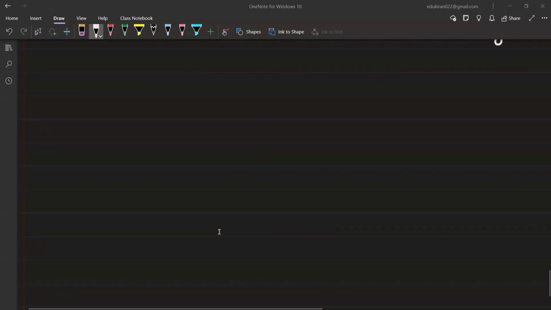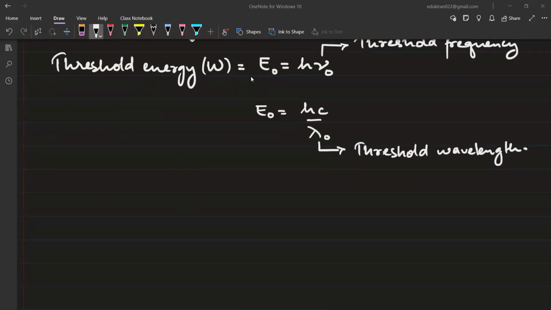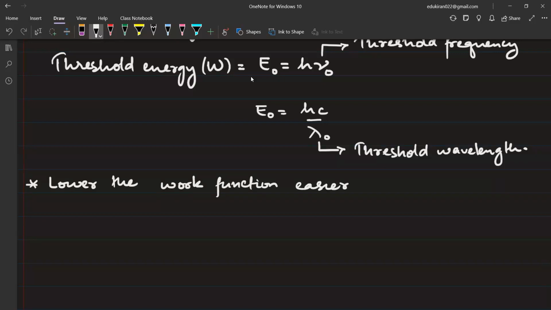Can I say that if I have lower work function, if my threshold energy is lower, that means it is easier to eject electrons? Correct, guys? Yes, sir. So write next point. Lower the work function, easier is ejection of electron.